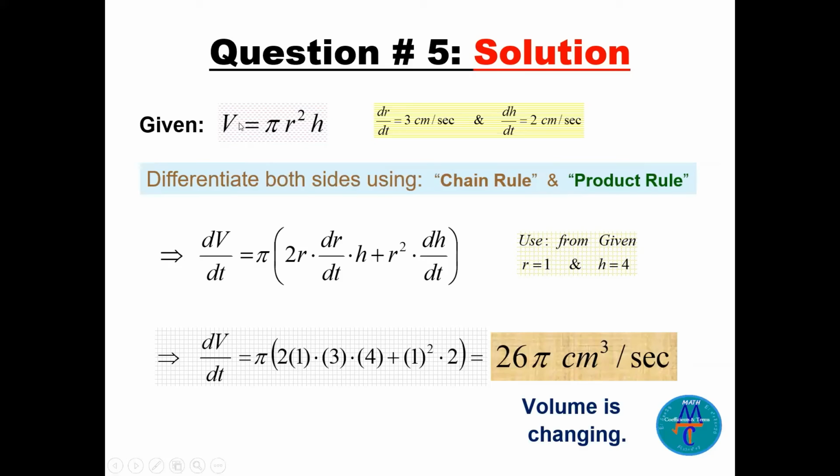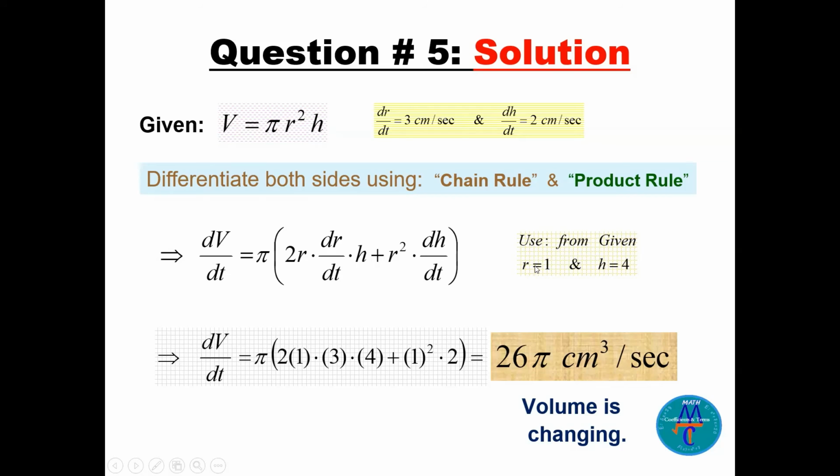So given V is equal to pi r squared h, also given dr over dt is equal to 3 centimeters per second, dh over dt is 2 centimeters per second. Let's differentiate dV over dt. Pi is a constant, we can take it outside. Inside here, we can use the product rule, u prime v plus v prime u. So the derivative here will be 2r dr over dt times h plus r squared times dh over dt.